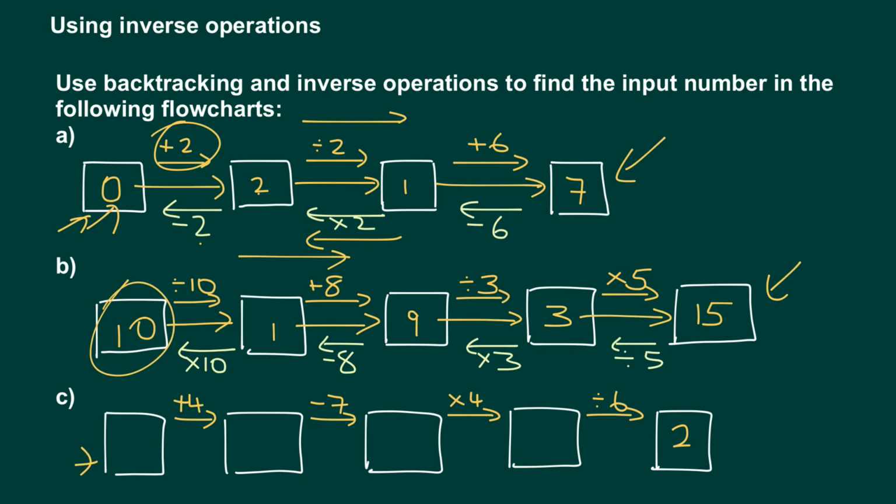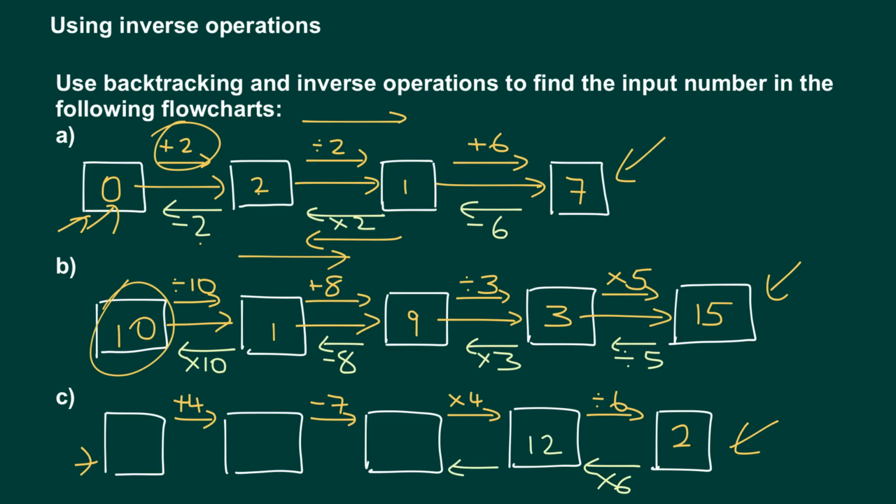Alrighty, so I hope you had the opportunity to pause the video and have a go at this question yourself. So we have an output number of 2, and we are now going to backtrack down this flowchart in order to find our input number. So we have divided by 6 at the top, so we get times by 6 at the bottom. 2 times 6 gives us 12.